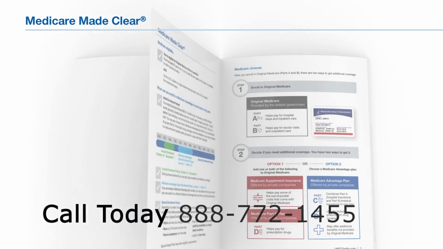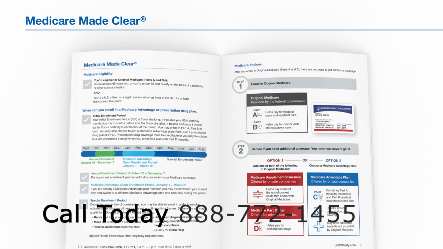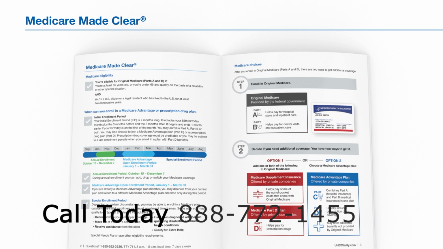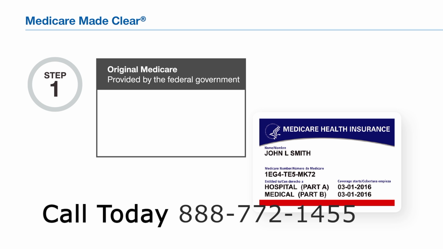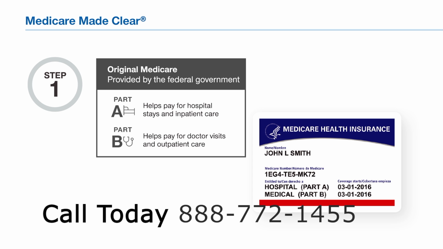Now, let's look at page 3 and talk about the different choices you have when choosing your Medicare coverage. No matter what kind of coverage you eventually choose, the first step is to enroll in Original Medicare. Original Medicare includes 2 parts, Part A, hospital, and Part B, doctor, and covers some but not all of your hospital and medical expenses. Original Medicare does not include prescription drug coverage.